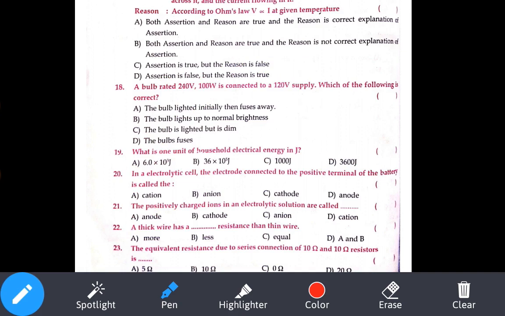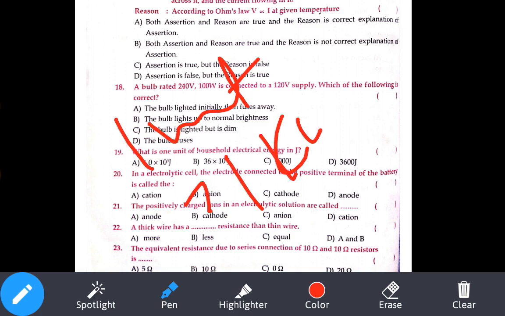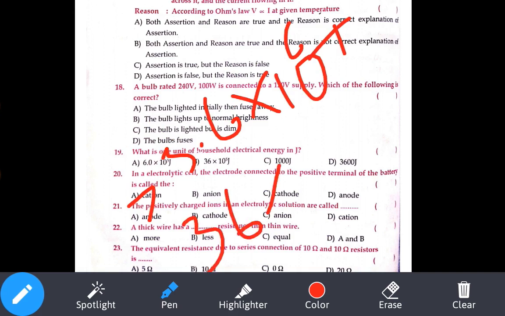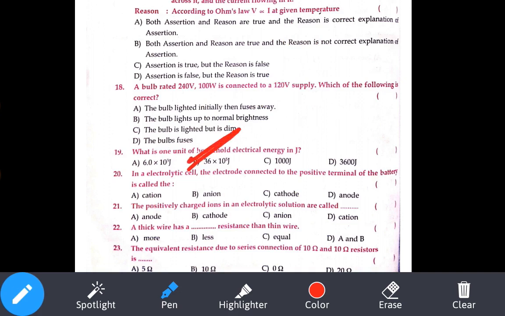What is 1 unit of household electrical energy? It is very easy. 1 unit is equal to 1 kilowatt hour, which is equal to 3.6 into 10 to the power of 6 joules. So if they have given it in 10 power of 5, I think, then it is 36 into 10 power of 5, because if you multiply by 10, then only we will get this value. So 36 into 10 power of 5.